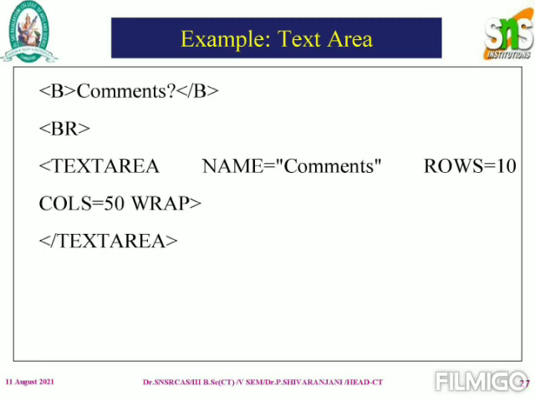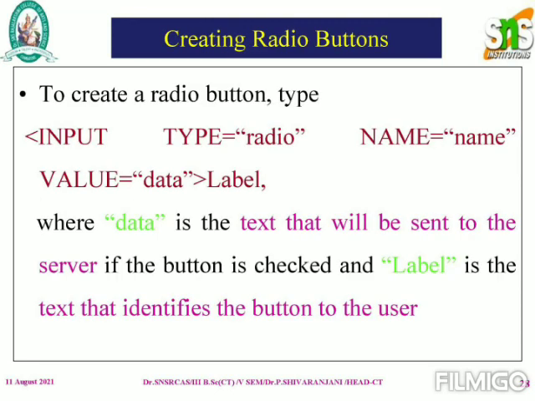Next one is creating a radio button. In order to create a radio button, you have to type the syntax as input type equal to radio, name equal to the name you have given for the particular radio, and the value as data, and then you're just giving the label. Here the data is nothing but the text that will be sent to the server if the button is clicked, and the label is the text that identifies the button to the user. This example will explain how this radio button has been created with the following syntax.